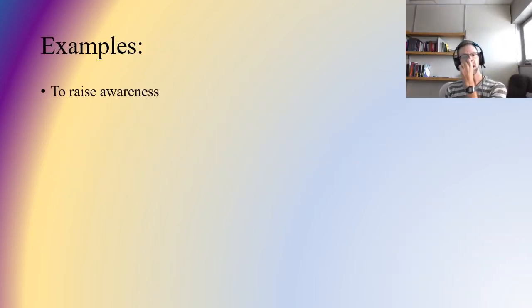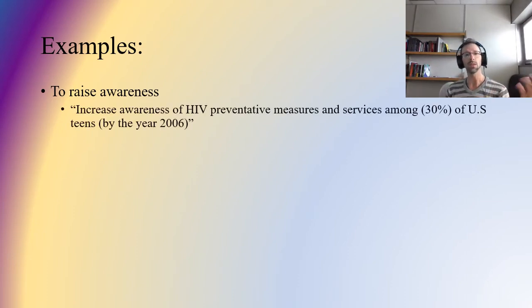Let's look at some examples. So if an objective is, for instance, to raise awareness about a certain issue, right? We think that we want to decrease the morbidity of a thing. In order to do that, we need to decrease the transmission of the certain thing. In order to do that, we need to raise awareness about the transmission dynamics of the given virus and what does and doesn't work. So we've got to raise awareness. That's our communication objective. So for instance, increase awareness of HIV preventative measures and services among, say, 30% of US teens by the year 2006.